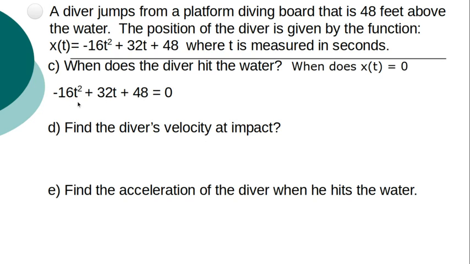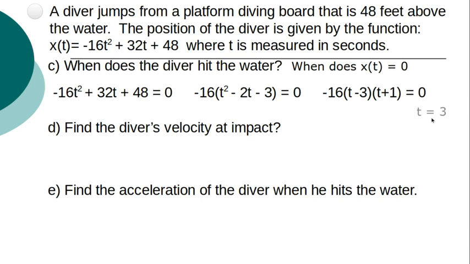We can factor out a negative 16 from all 3 terms first to get t squared minus 2t minus 3, and then we can factor this quadratic, t minus 3, t plus 1, and we actually get 2 answers for t. We get t equals 3 and t equals negative 1, but keep in mind, this problem only exists on the domain t is greater than or equal to 0. We're not tracking the position of the diver before he jumps, so our only answer here is going to be t equals 3.